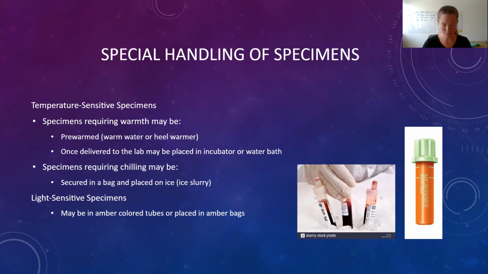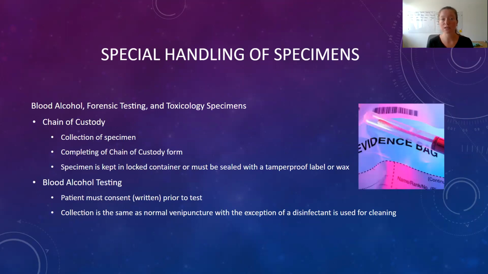There are some special handling considerations when we're talking about blood alcohol, forensic testing, and toxicology specimens. And these primarily have to do with the fact that these specimens can be used in court. So all of these specimens here are, well, I shouldn't say all of them, but especially the blood alcohol forensic, any one of them that does end up being used in court is going to need a chain of custody. So what a chain of custody does is it basically ensures the validity of the specimen from start to finish. It guarantees the validity, integrity of the specimen from start to finish.